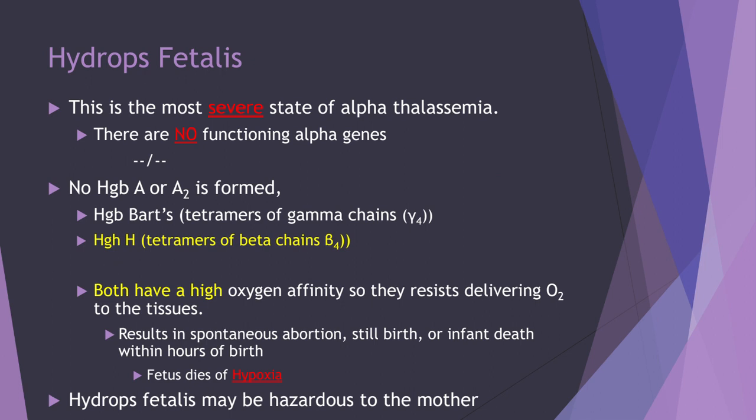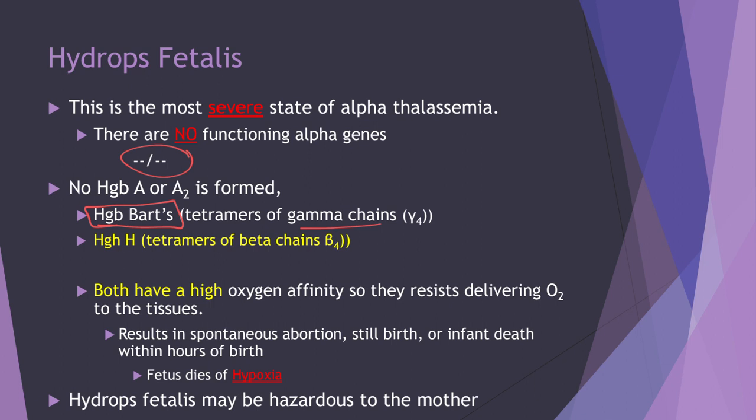So then our last one is hydrops fetalis. This is the most severe. There are no alpha chains being made because all 4 of the genes have been deleted. So there's no hemoglobin A being formed. There's no hemoglobin A2 being formed. There's not even hemoglobin F being formed. Okay, so this is made up mostly of hemoglobin Barts, which are your gamma tetramers.